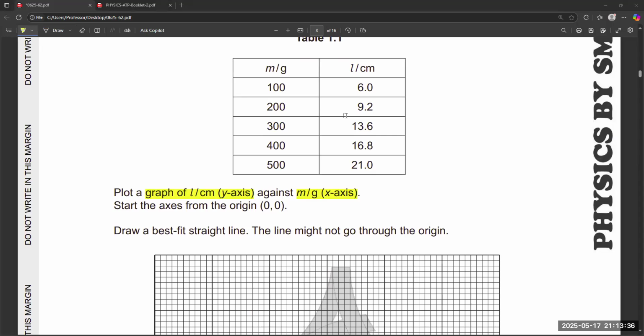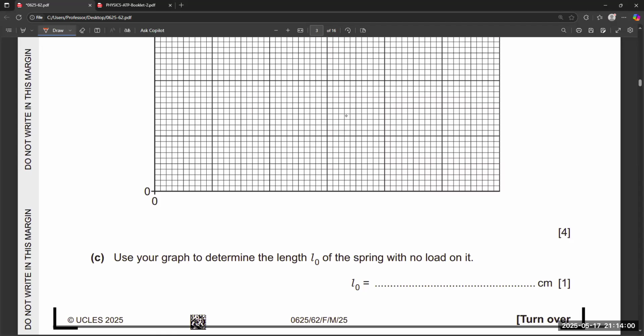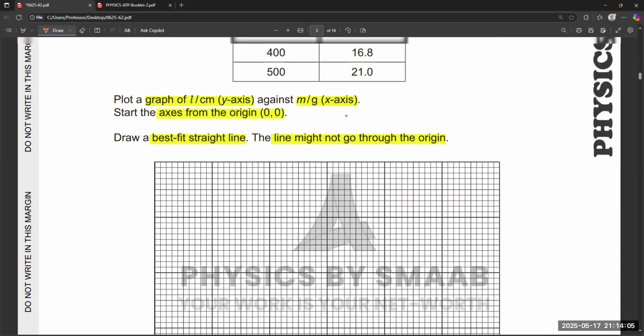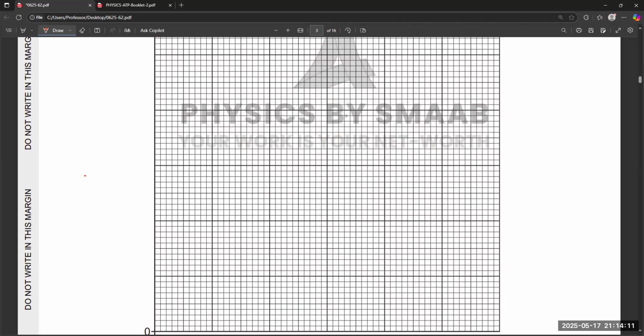Length is given in centimeters, mass is given in grams. So start the axis from the origin 0, 0 and draw a best fit straight line. The line might not go through the origin. It is not compulsory for the line to pass through the origin. So we have to place M, the quantity in grams, on the x-axis and the length in centimeters on the y-axis.